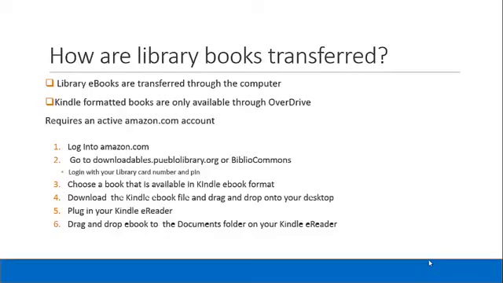You'll choose a book that is available in Kindle ebook format. Now most books have the option of being Kindle or Adobe EPUB. There are some books, however, that are only available in Kindle format or only available in an Adobe EPUB format. When you locate that book and borrow it, you'll download the Kindle book file. When it drops in your web browser, you'll drag that file onto your desktop.